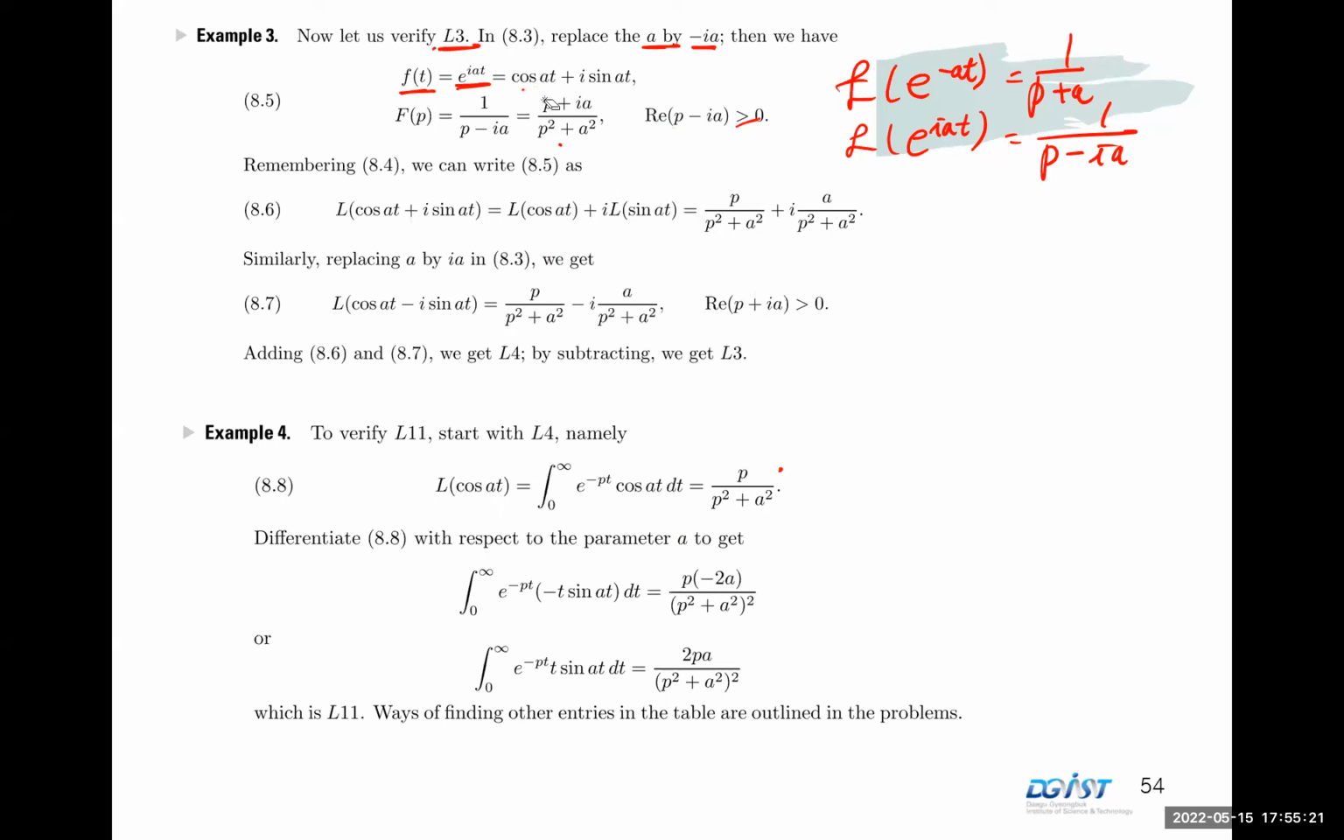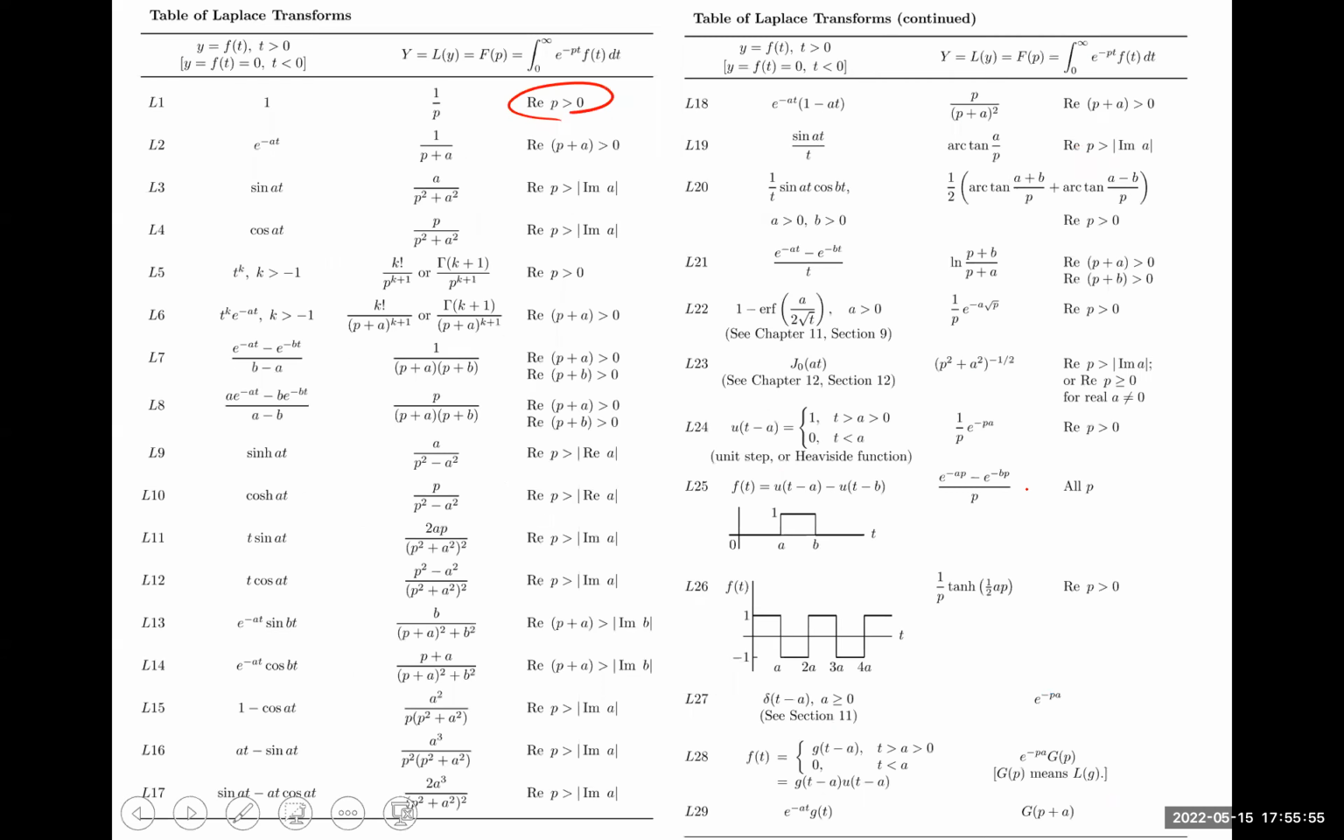And let's compare both sides. The Laplace transform of cosine AT plus I sine AT, this is exponential IAT. They must be the same as this one. Let's compare the real part and the imaginary part with each other. So we can say cosine AT is this one, the sine AT is this one. And if we have minus here, we have this one. So now we just proved this one.